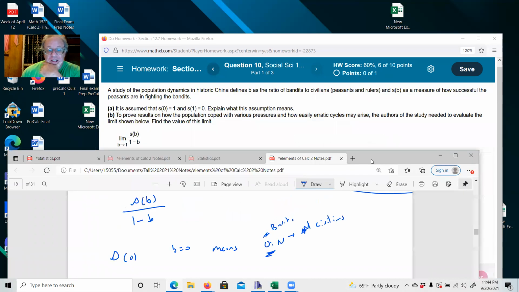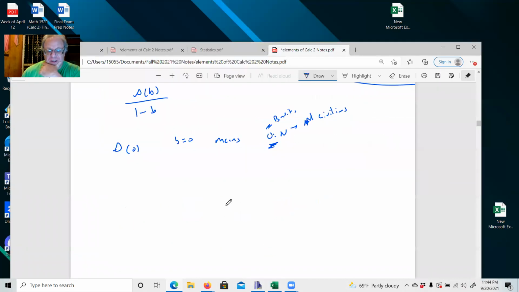So as a civilization, we are extremely effective in fighting vampires because there aren't any. So S of 0 is equal to 1 means we are 100% effective at destroying vampires because there aren't any. In this case, the civilians are 100% effective in dealing with their bandits. They always win because there aren't any.